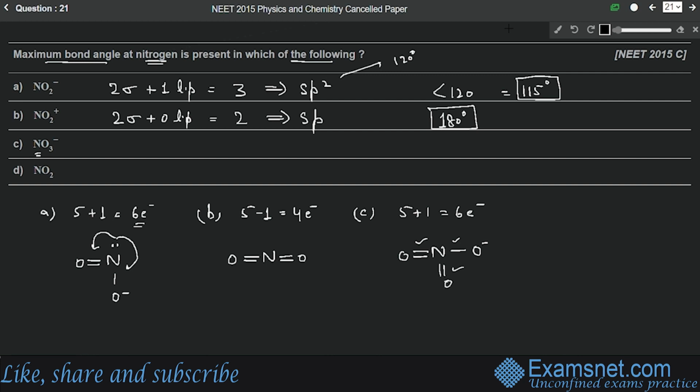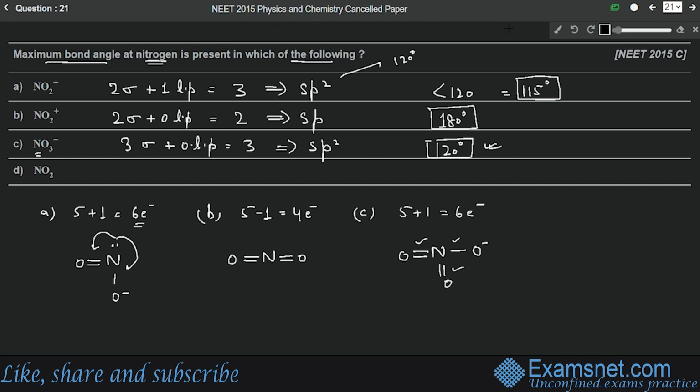So let's see, here number of sigma bonds is 3 sigma bonds and 0 lone pair of electron. So number of hybrid orbitals 3. What will be the hybridization? sp2 hybridization. And sp2 hybridization means 120 degree angle. Since no lone pair is present, so there will be no decrease in the bond angle here. In the first one there was lone pair of electron, due to that the angle had decreased from 120 degree. But here no lone pair is present, so it will be exactly 120 degree.